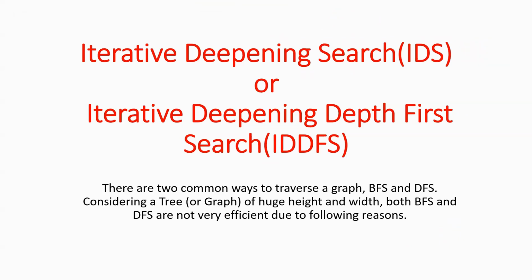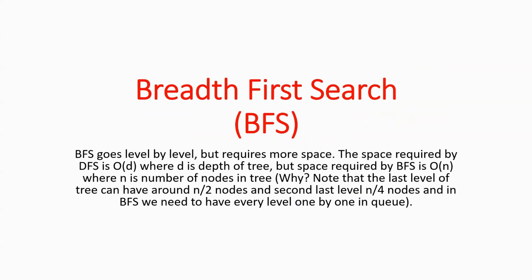So, we have a simple conclusion here. There are two common ways to traverse a graph, right? We have BFS and we have DFS. Considering a tree or graph with a huge height and width, both BFS and DFS are not very efficient due to the following reasons, right? What's the reason? Let me check it.